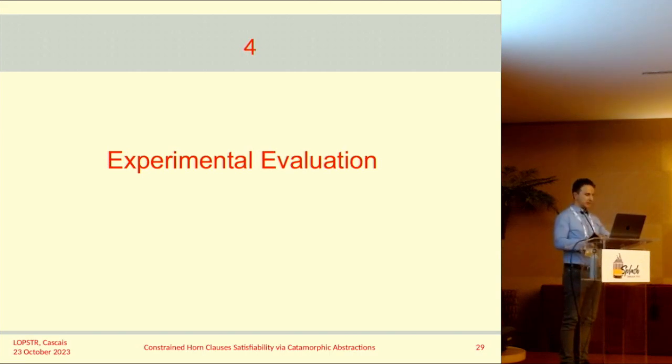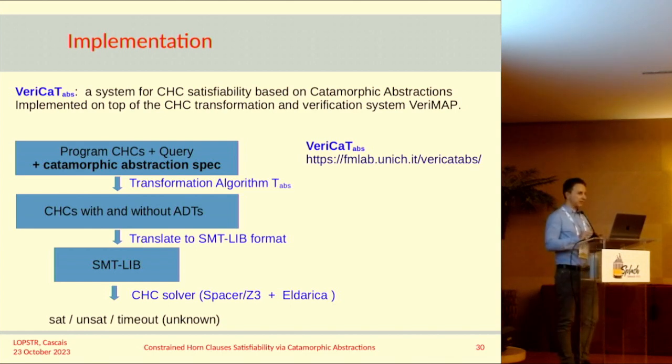Now I'm ready to show you the results of the experimental evaluation that has been performed by using VeriCat. It uses this very catamorphic abstraction that is implemented on top of VeriMap. This is our original system for CHC transformation verification. So starting from our clauses, the query, and the catamorphic abstraction, we apply this transformation algorithm and produce clauses without ADTs. Then we translate these clauses to the SMT-LIB format, and then we invoke the state-of-the-art solvers, such as Z3 and Eldarica, and then the output is either SAT or unsat or timeout.